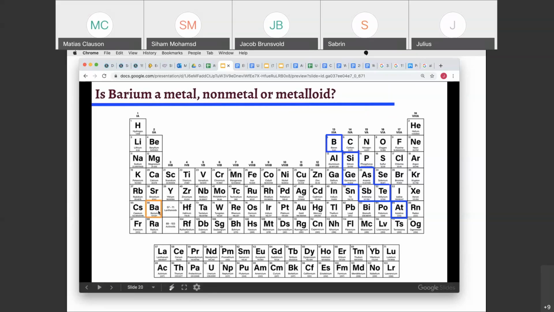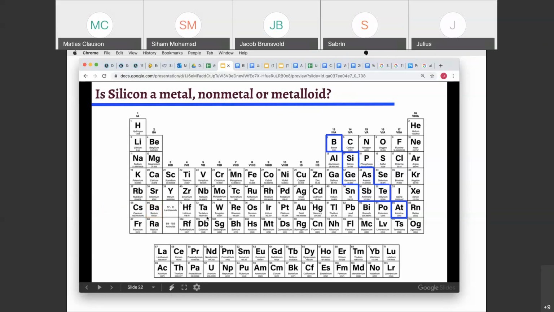Look, it's right here. It's this orange one right here. So if you're to the left of this blue group, you're a metal. Does that make sense, Julius? So because we're to the left of this blue group, it's a metal. And so barium is a metal.